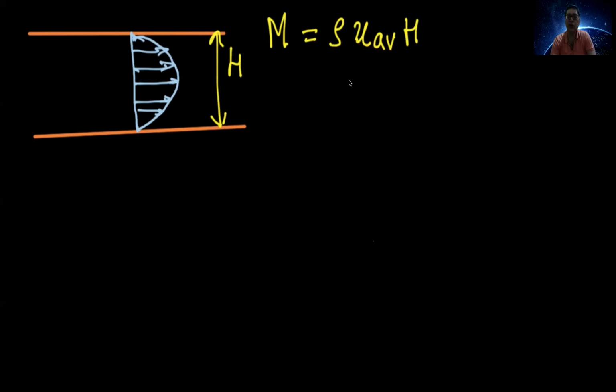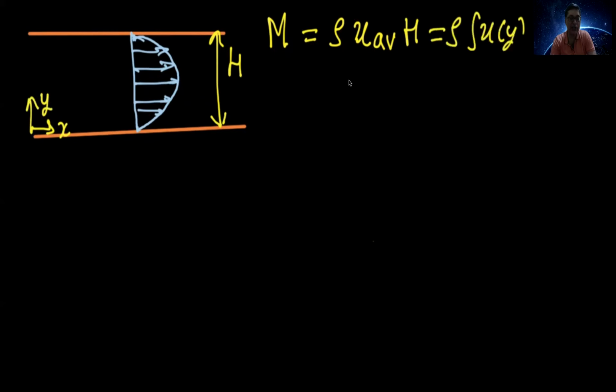So you know that the mass flow rate is the product of density, normal velocity, and area. The area I am taking as h into 1. The normal velocity is this u velocity, and note that here the velocity is varying. So to calculate the mass flow rate, we are taking the average velocity. Now what is this average velocity? That I will discuss.